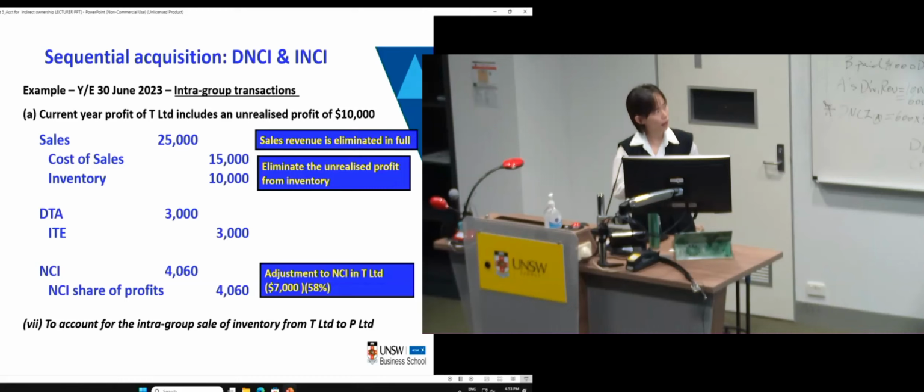Therefore, NCI share of T's current year profit should also decrease. So you have an additional NCI adjustment in stage two. So, debit NCI decrease. Why decrease? Because NCI share of the consolidated profit is reduced, and these profits are contributed by T Limited.